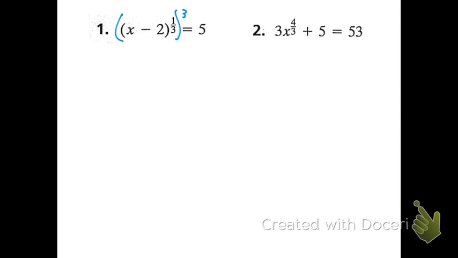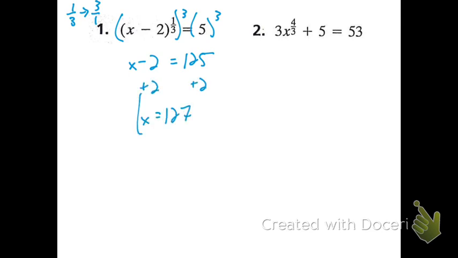But anyway, you take each side to the third power. Why? Because the reciprocal of 1/3 is 3 over 1. So this would be x minus 2 on the left side. The right side is going to be 125, not 15. We're going to add 2 to both sides. I get x is equal to 127.